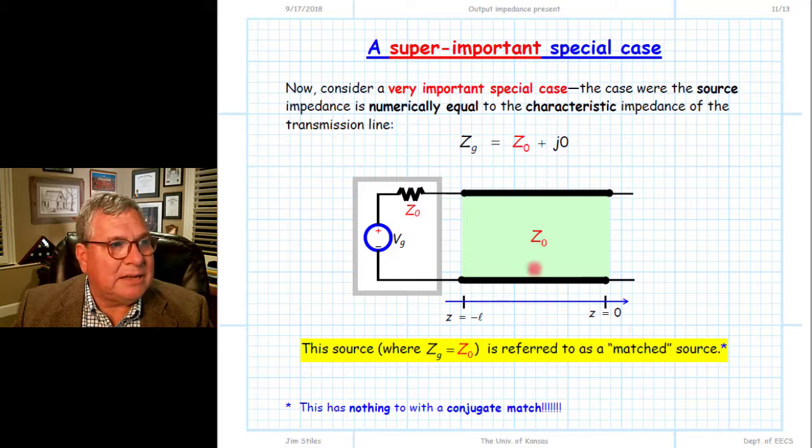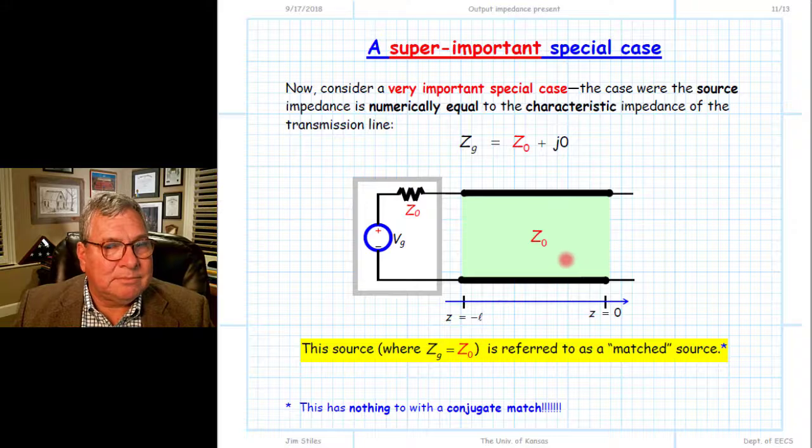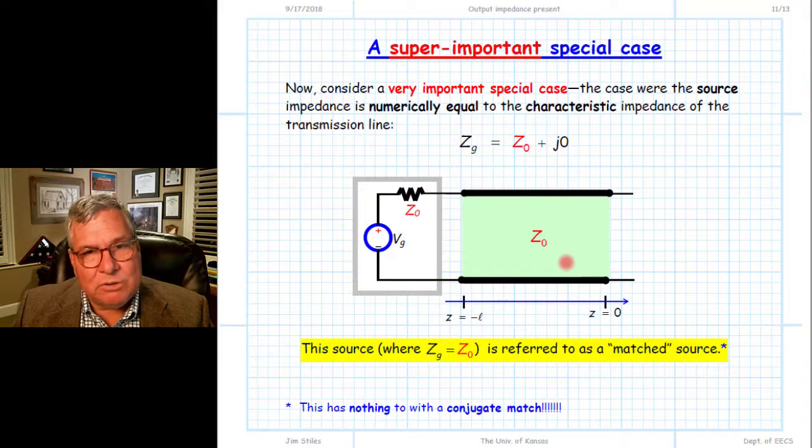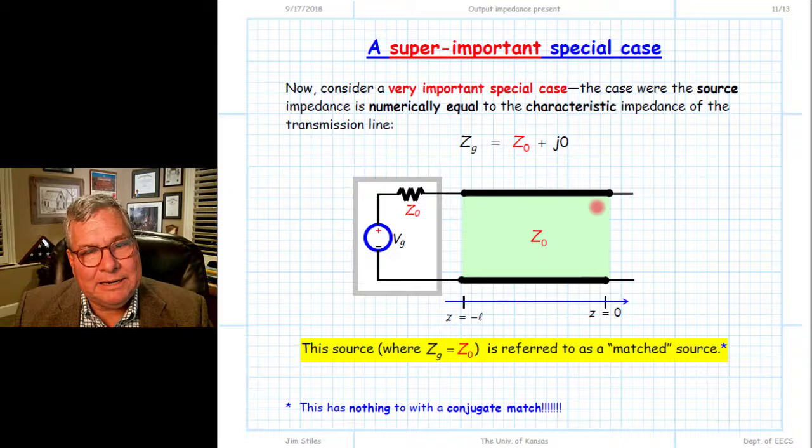All we can say is that this source is numerically equal to this characteristic impedance. In that case, we say it is a matched source. I don't know if we have a conjugate match or not. We may or may not. Again, two different things. Even though we use the same word matched for a conjugate match or a matched source, the physical ramifications are completely different. They don't mean the same thing.